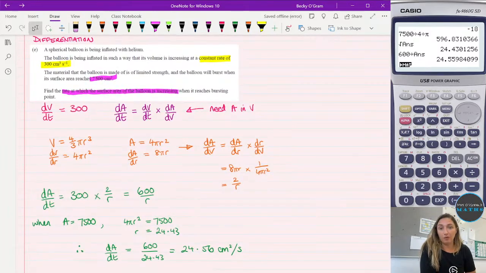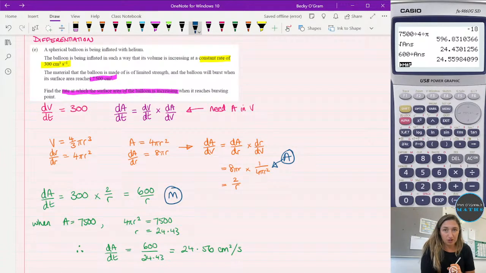And there it is all on one page. Now, you did have an achieved mark available in here. That is at this stage just here. So that got you an achieved if you could get as far as that. The merit was for getting up to this point here of the 600 over r for dA by dt.